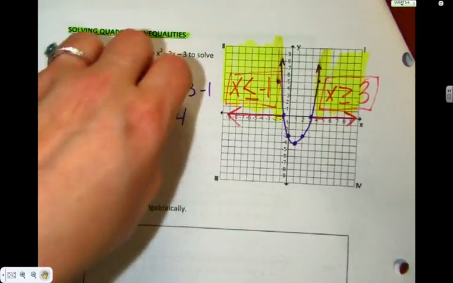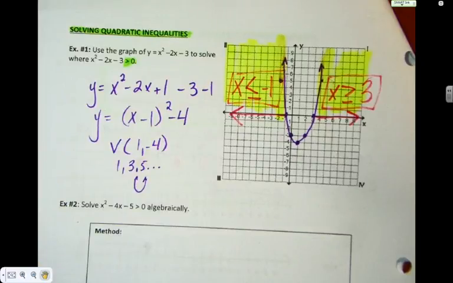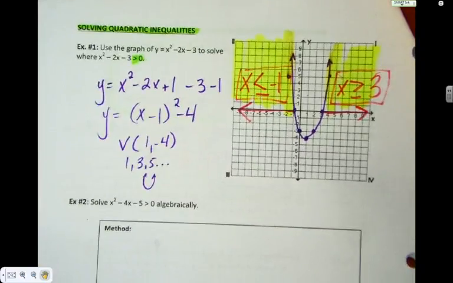That's with the graph. We're going to do it algebraically in a second. We're doing that today. Yeah, but it's okay. It's not that bad. I'm sorry.